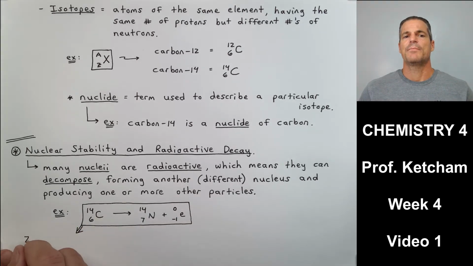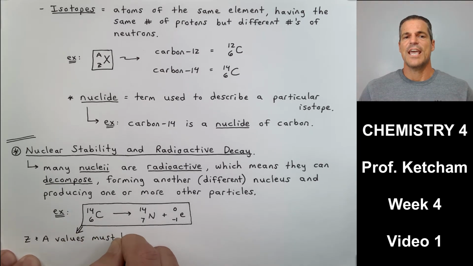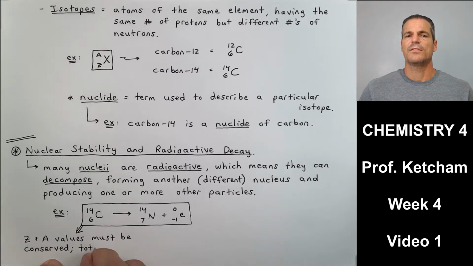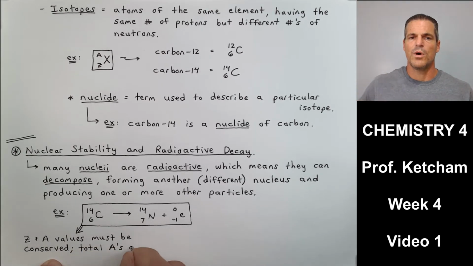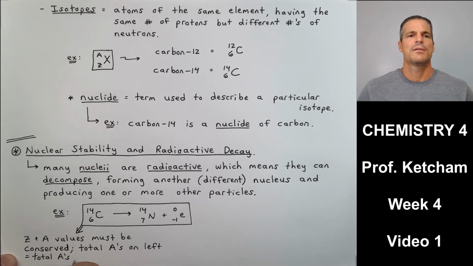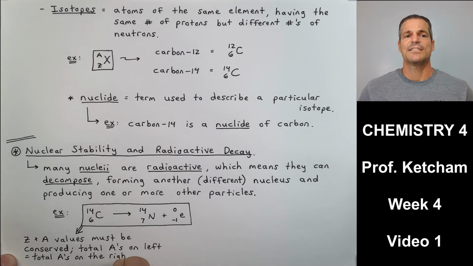The example in the box is carbon-14 decaying, or decomposing, to nitrogen-14 plus that little 0, -1 e. That's called a beta particle, by the way. It's an electron. First, the blurb says Z and A values must be conserved.